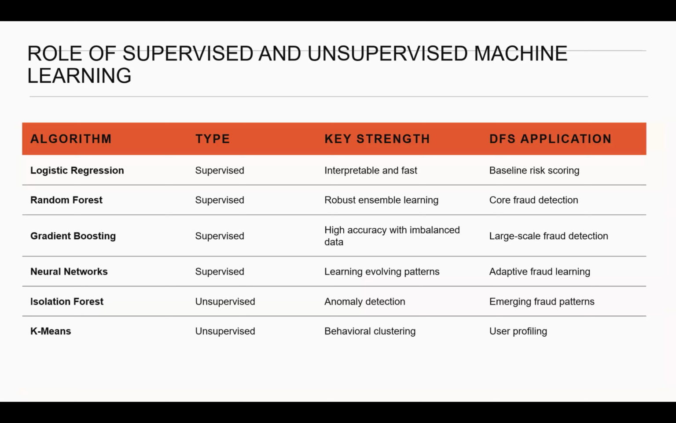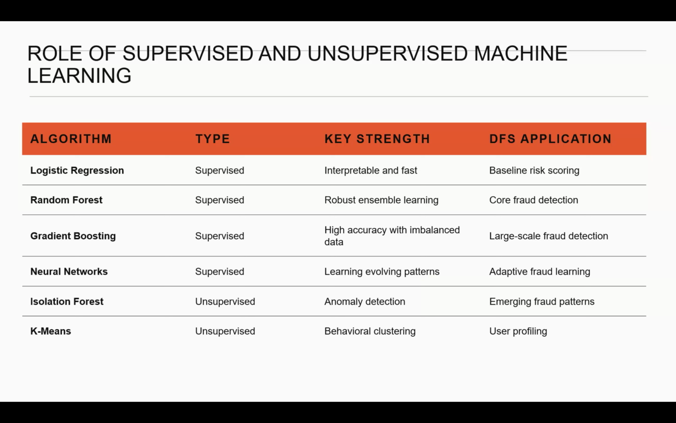There's random forest, which is supervised learning. It is robust and enables ensemble learning for use in digital financial services. It is quite central for fraud detection. There's gradient boosting, which is another supervised learning algorithm, very high in accuracy with imbalanced data. It helps a lot in large-scale fraud detection.